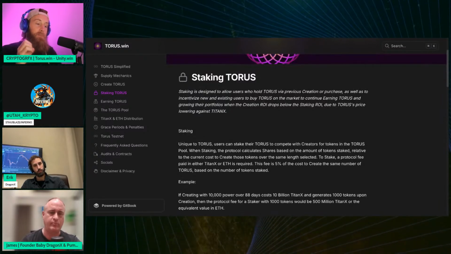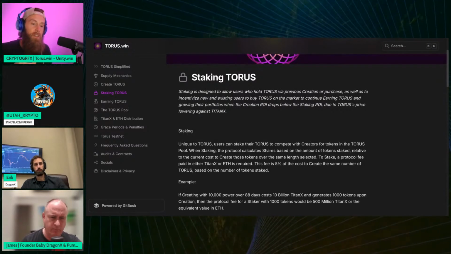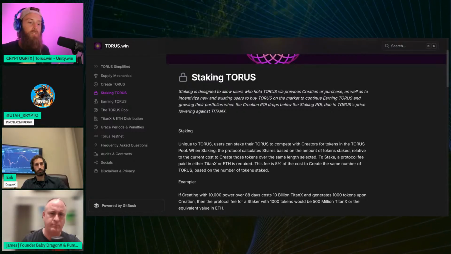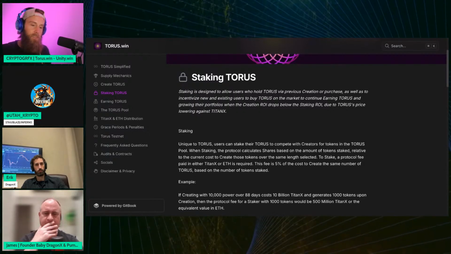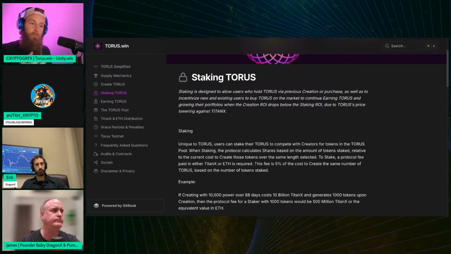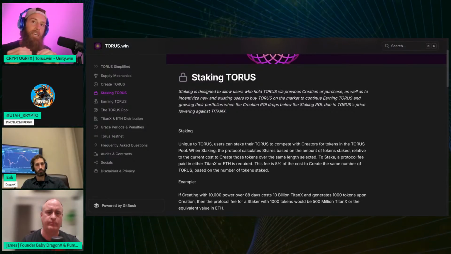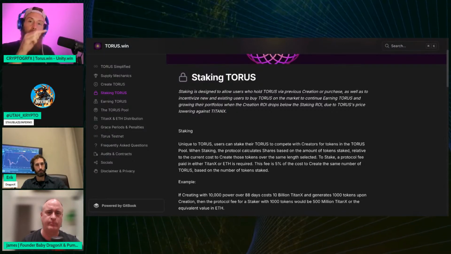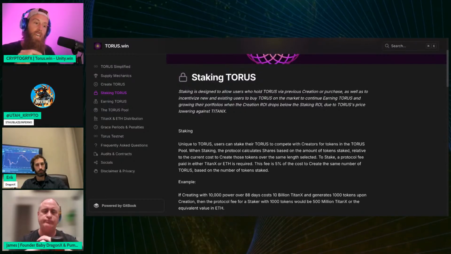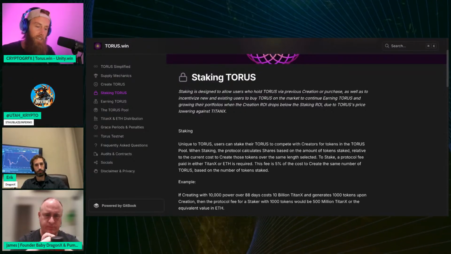Which means people can basically do one or the other or both, and this all contributes to Torus or TitanX and ETH coming into the system, as well as this will allow for demand for Torus when the price sinks below a certain threshold and staking becomes more favorable than creating.